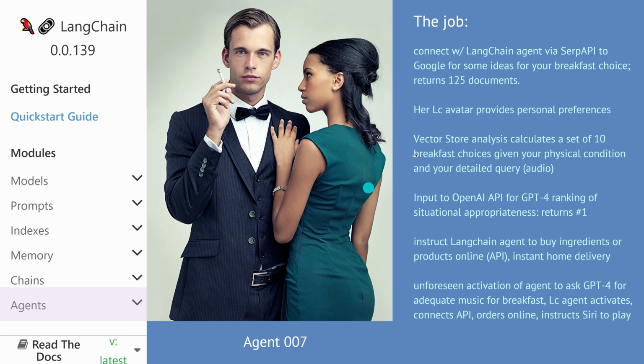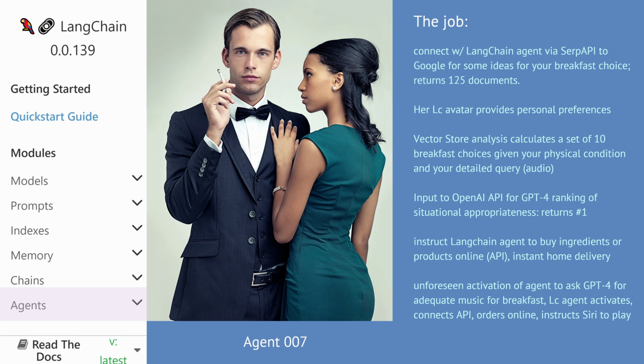Now, the other person or other system or whatever you're interacting with, so let's say her LangChain avatar, also provides her personal preferences. So what happens? You bring those data together in your vector store analysis, and there you have a cosine similarity operation where from those 125 breakfast options, based on your physical condition in the day, your detailed preferences, her preferences, a set of 10 breakfast choices is now calculated via a cosine similarity and the specific question that you ask for.